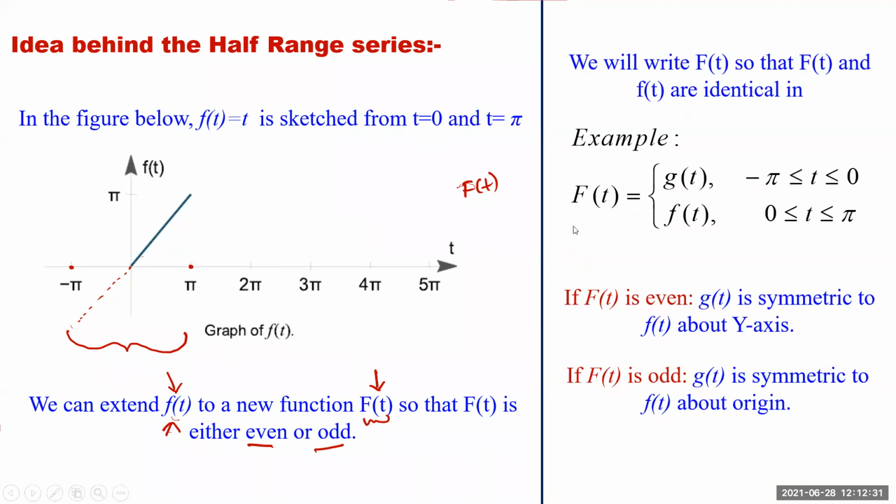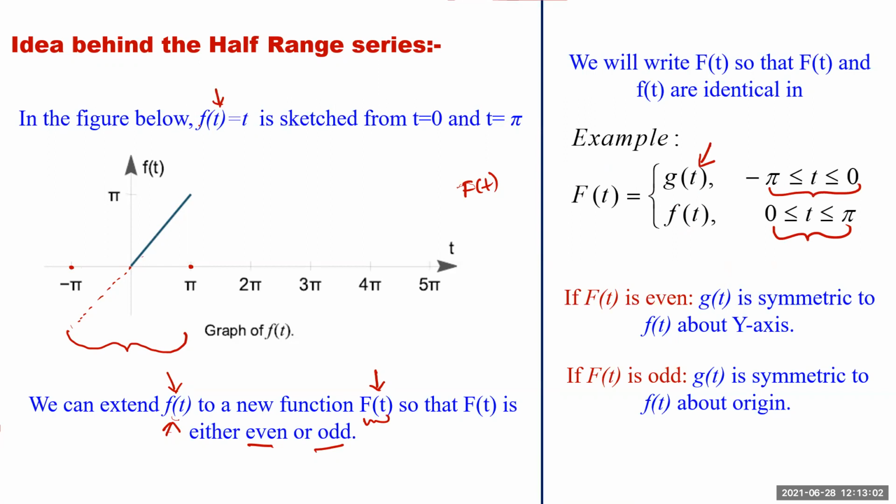See, you have extended it to a capital F of t. So when you extend it as some new function capital F of t, it looks like this. In the interval minus pi to 0, you are extending it either as an odd function or an even function. You are writing it as a new function here in the interval minus pi to 0, so that within the interval from minus pi to 0, you will get a new function like g of t. But in the other half from 0 to pi, this function is identical to the given function.